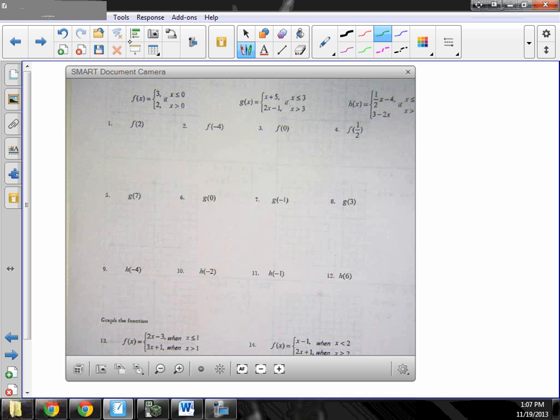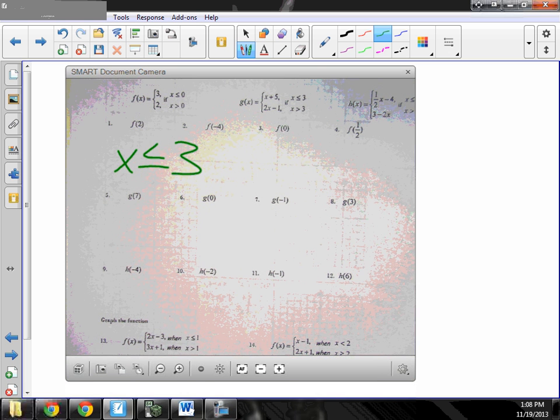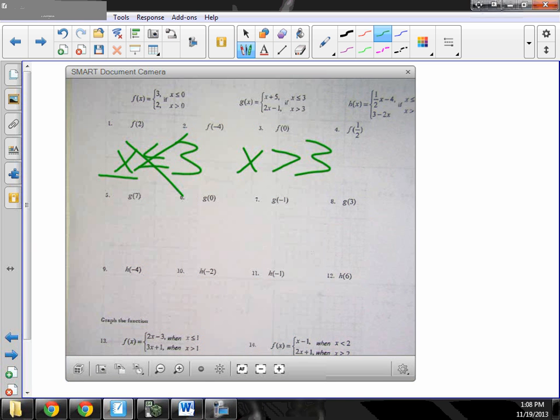Now we're looking at function g. G of 7. Which function includes x equals 7? So our domains are x is less than or equal to 3. Is 7 less than or equal to 3? No. So it's not that one. Our other domain is x is bigger than 3. Does 7 satisfy that inequality? Is 7 bigger than 3?